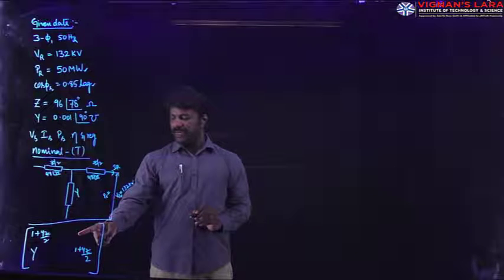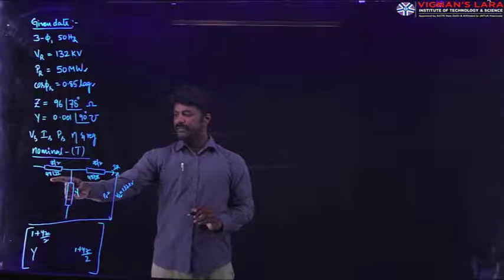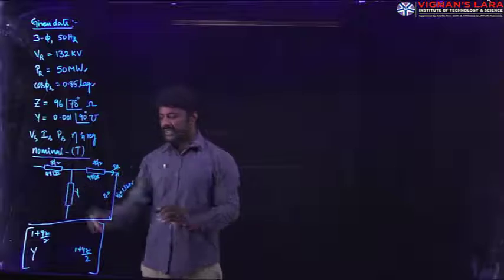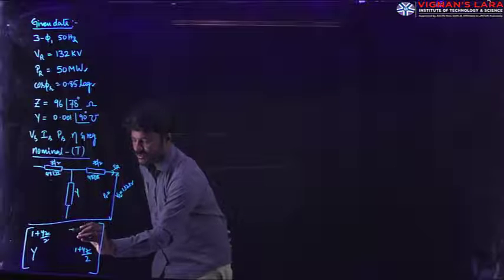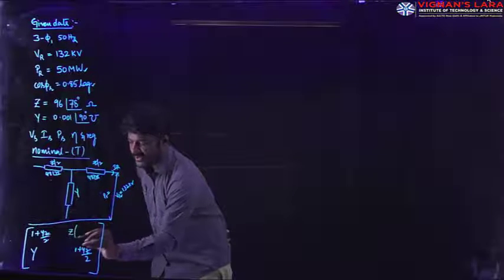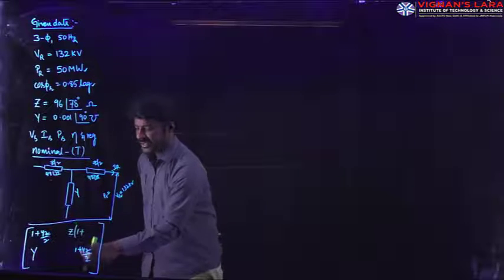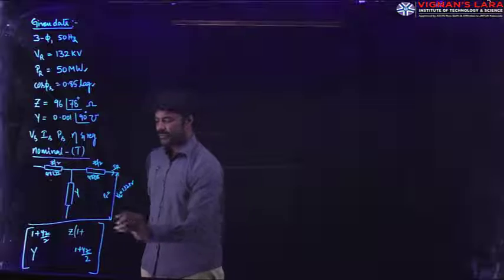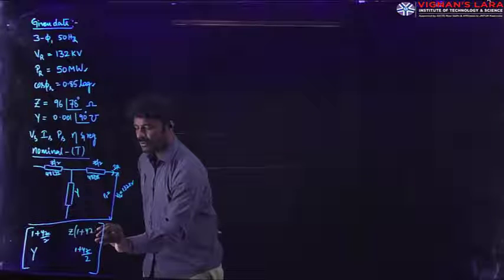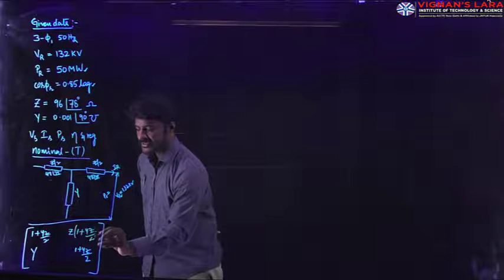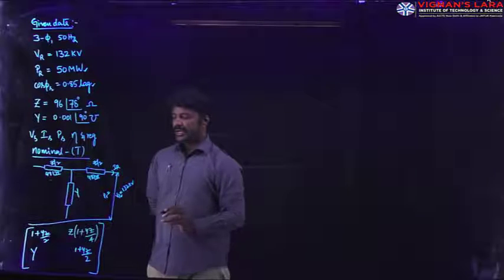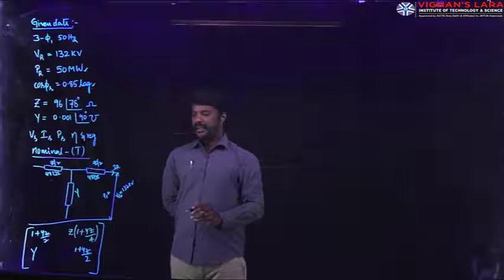Coming to the B constant, since the impedance was divided into two parts, the entire impedance Z is to be multiplied by its fractional value. What is its fractional value? As we remember, the A and D value is 1 plus YZ by 2. It should be divided by 4. As simple as that for remembrance. Like this we can write out the ABCD constants for the nominal T method.